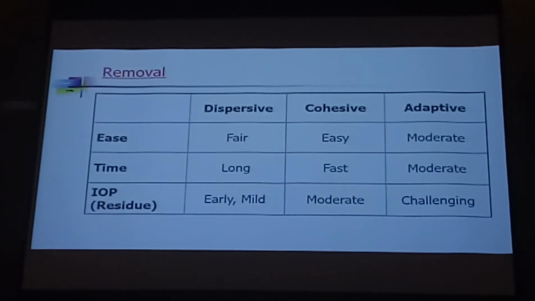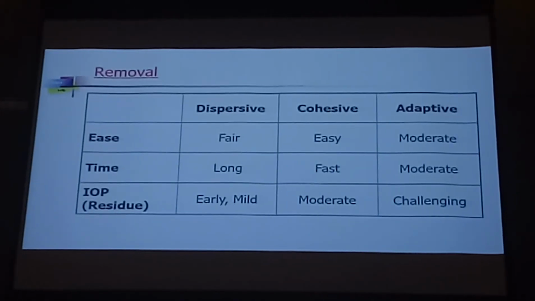So for removal, the dispersive is generally difficult to remove, but the good thing is they don't cause much IOP problem. They do. They're early, usually 2 hours to 4 hours, and then that's it. The IOP wise is also mild. Alright, it takes a long time to remove. The cohesive is very easy to remove. The whole thing comes out very fast. They can cause moderate IOP problems, about 1 to 2 days. Adaptive, well, to remove it, you have to have a certain technique. You can't just remove it like that.